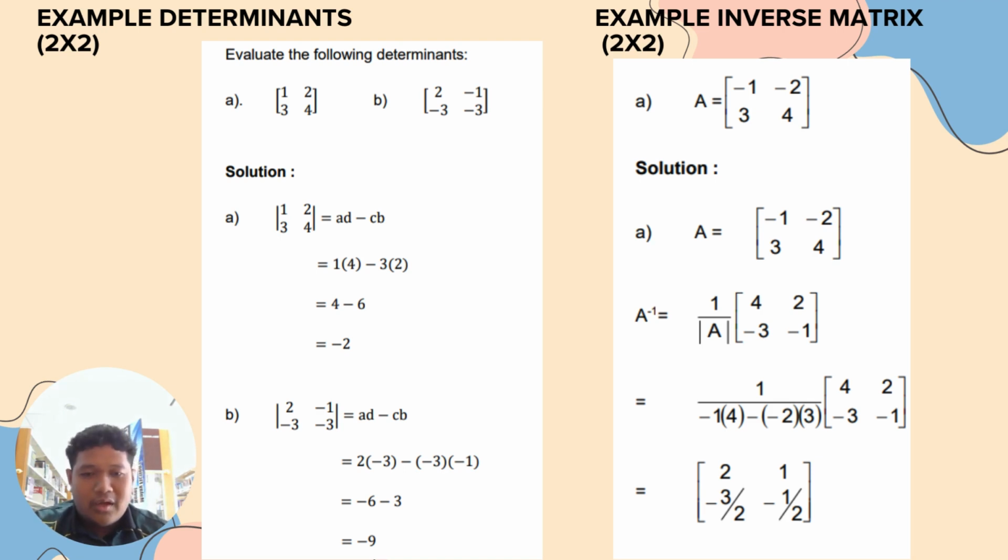So the equation is like this: 1 over negative 1 multiplied with 4 minus negative 2 multiplied with 3, multiplied by 4, 2, negative 3, and negative 1. So the answer is 2, 1, negative 3 over 2, and negative 1 over 2. That's the final answer.